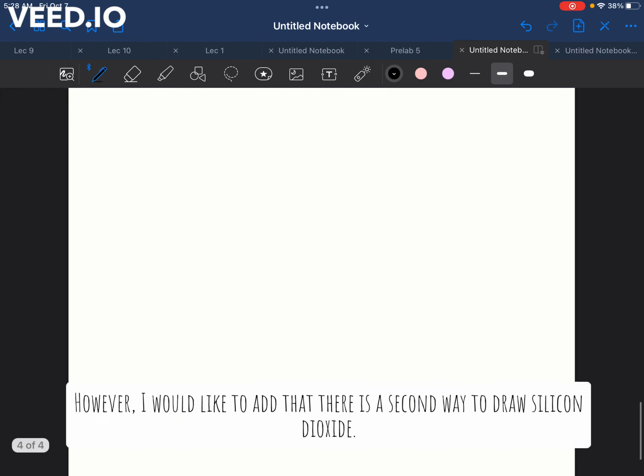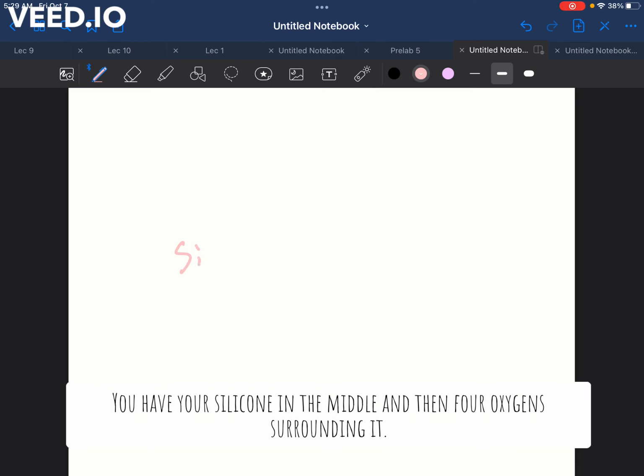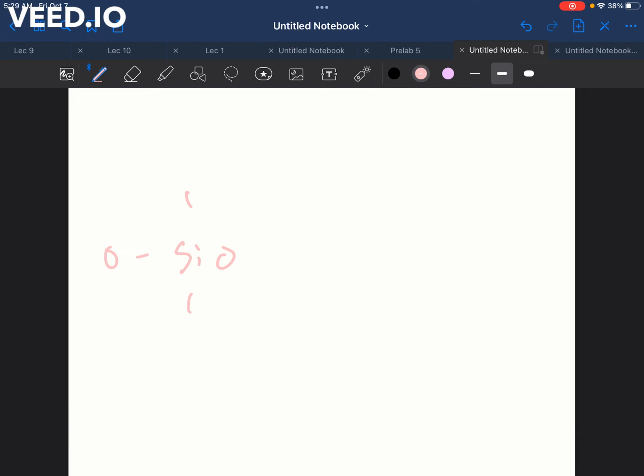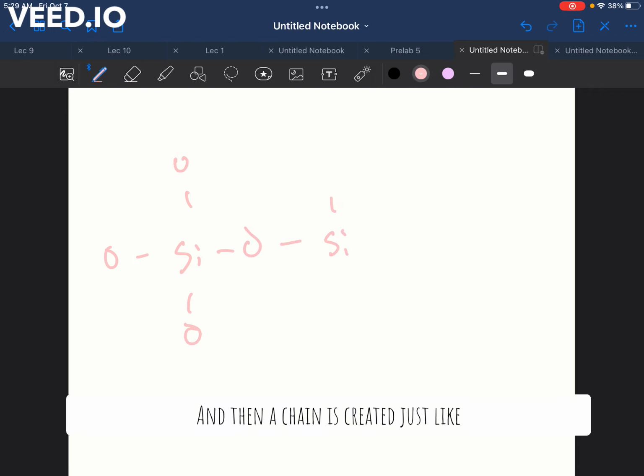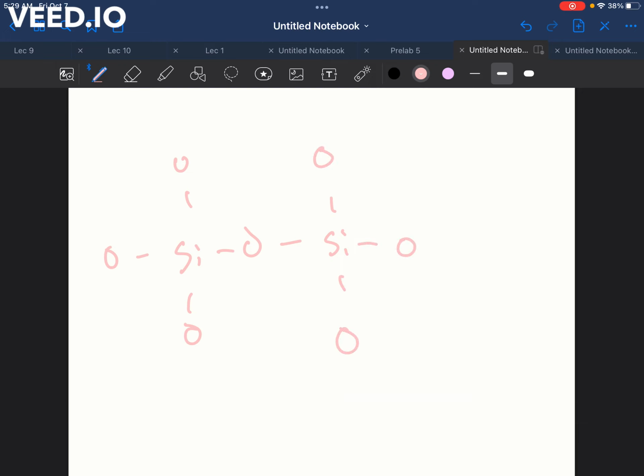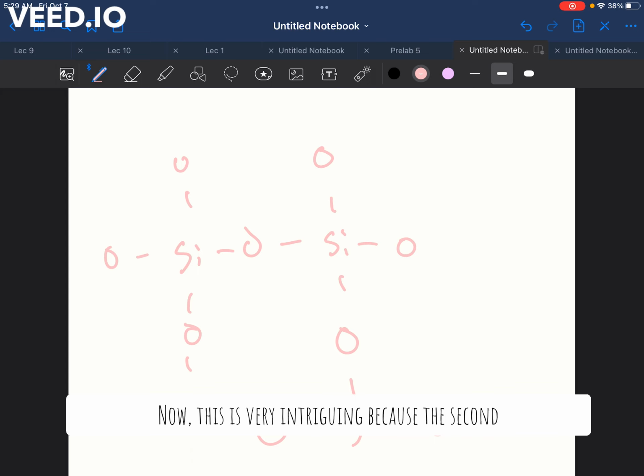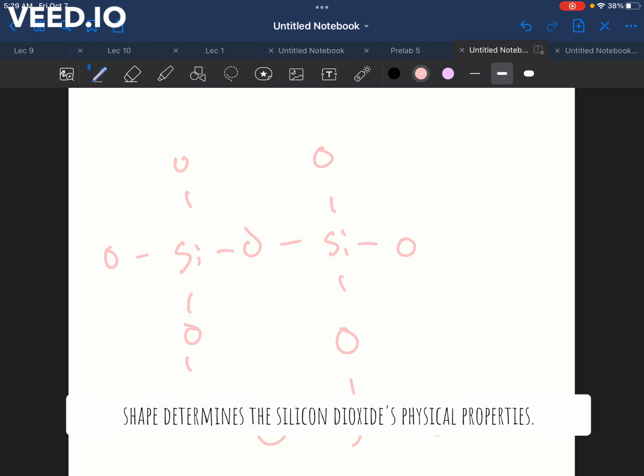However, I'd like to add that there's a second way to draw silicon dioxide. You have your silicon in the middle and then 4 oxygens surrounding it. And then a chain is created, just like this. And so on and so forth. Now, this is very intriguing because the second shape determines silicon dioxide's physical properties.